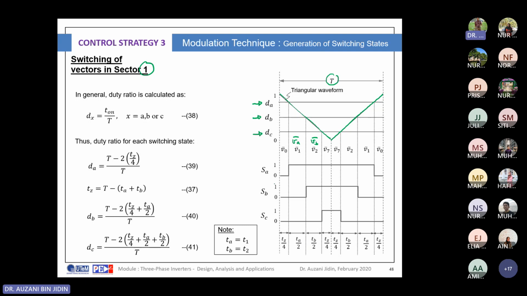The switching state, for example SA, can produce either 0 or 1. It produces 0 when the triangular waveform is larger than dA. So this is your dA, the duty cycle for switching state SA. When the triangle is larger than dA, the output will be 0. Same goes for interval number 1 and interval number 8. Otherwise, it will produce state 1. This is simple, like when you studied sinusoidal pulse width modulation.